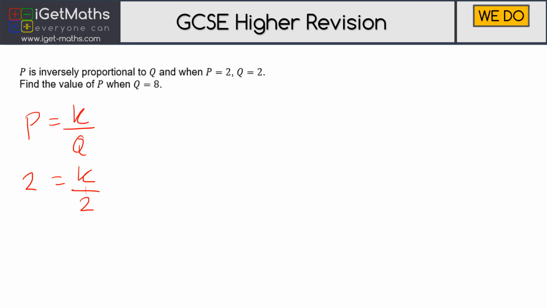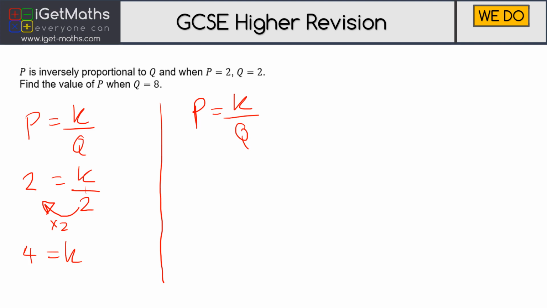So we get rid of the 2 by doing the inverse, which is divide by 2, and the inverse would be times by 2. So that would be 2 times 2, which would give you 4 for K. Now we've got the constant. We're going to rewrite that whole thing again and put P equals K over Q. And we know what K is. We know K is 4.